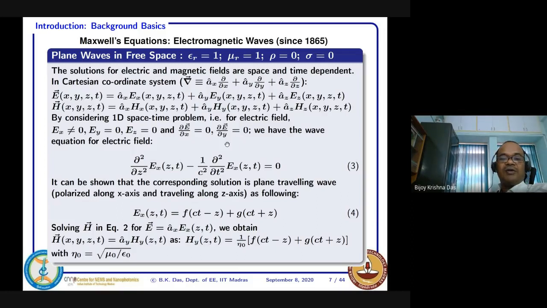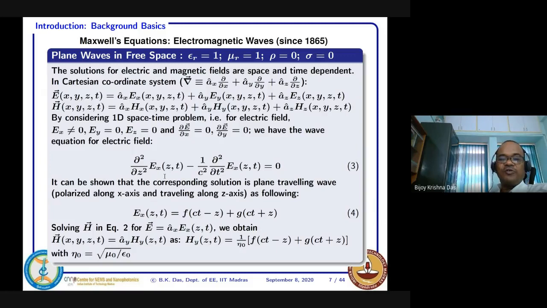Then we have the equation for electric field now. Come back to equations 1 and 2, and imagine that you have only the x component, and spatial dependence only along z. Variation is along the z direction, but the vector component is along the x direction.